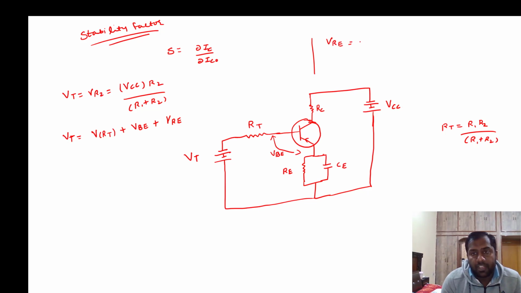This V across RE is simply equal to IE into RE. Clear, students? Similarly, what is the voltage across this resistance RT? This is the base terminal and the current flowing through this base terminal is IB. So V of RT is what? This is IB into RT. So I am writing these values.